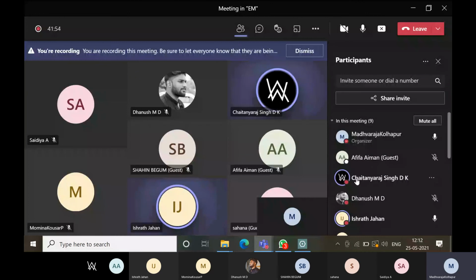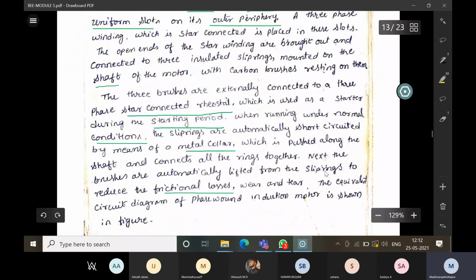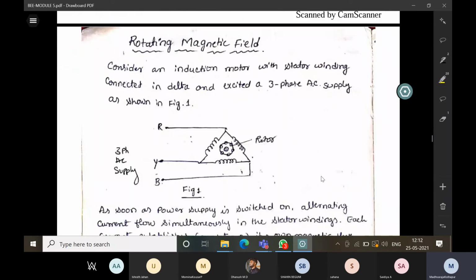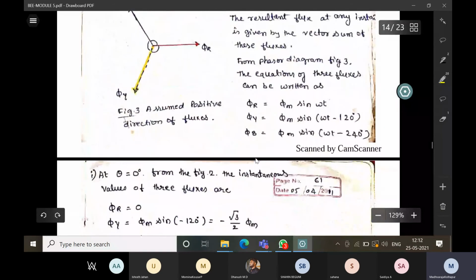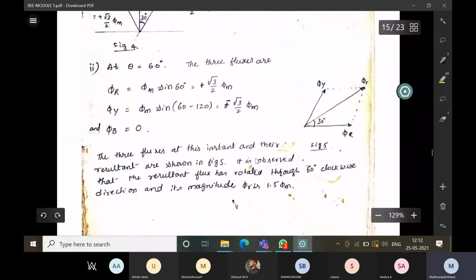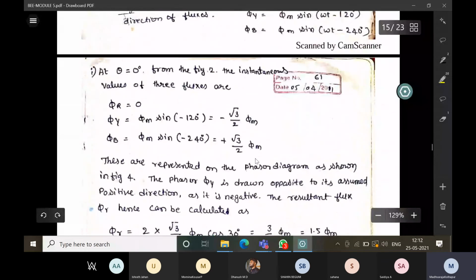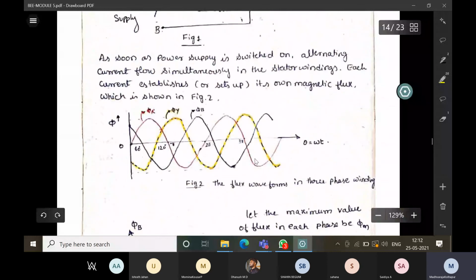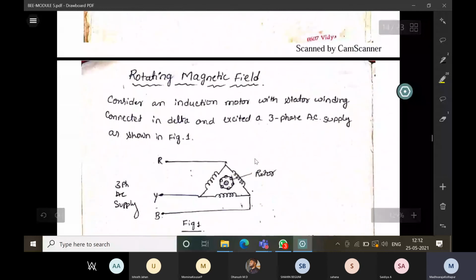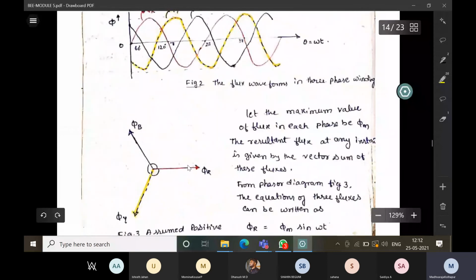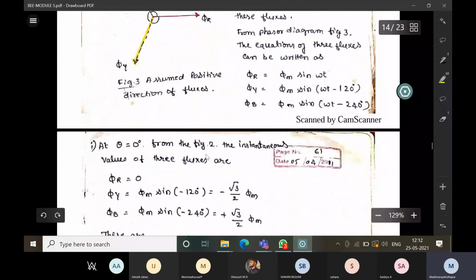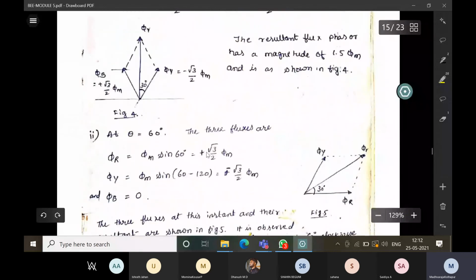So this is about the construction and working principle, and next class we will discuss the rotating magnetic field. What is the rotating magnetic field? It has a lengthy derivation. If you already studied it, I will skip it. Otherwise, I will explain it in detail in the next class: how the rotating magnetic field is produced, and what phi R, phi Y, and phi B are. These things will be discussed in the next class.